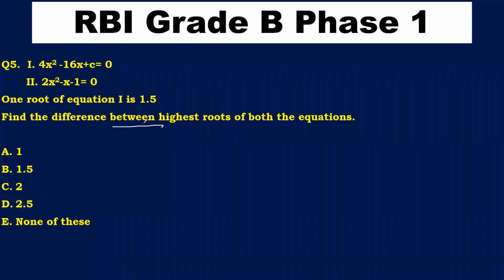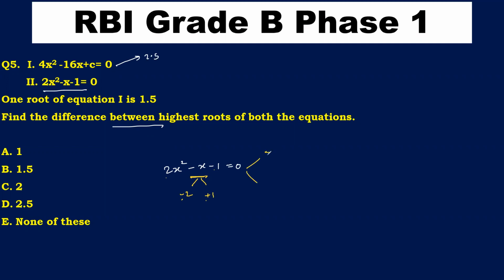Find the difference between the highest roots of both the equations. So we know the highest root of this equation is 2.5, which we already calculated. For the second question, you have to calculate the highest root. 2x square minus x minus 1 is equal to 0. So you can break the middle number such that the product is minus 2. So you can say minus 2 plus 1. Minus 2 plus 1 is minus 1. And minus 2 into plus 1 is minus 2.